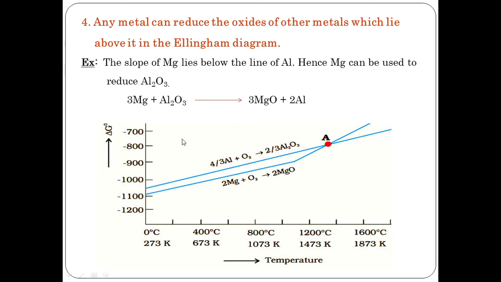For example, the line of magnesium lies below the line of aluminium. Hence, magnesium can be used to reduce aluminum oxide. So, magnesium can reduce aluminum oxide to aluminium. Any metal can reduce the oxides of other metals which lie above it in the Ellingham diagram.